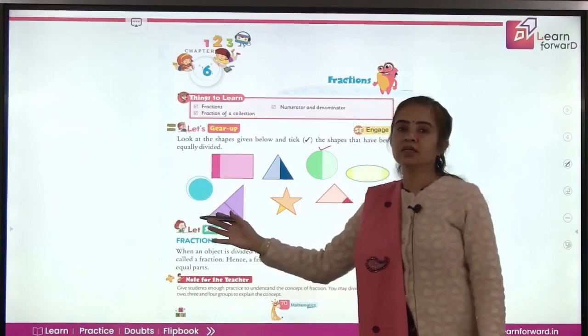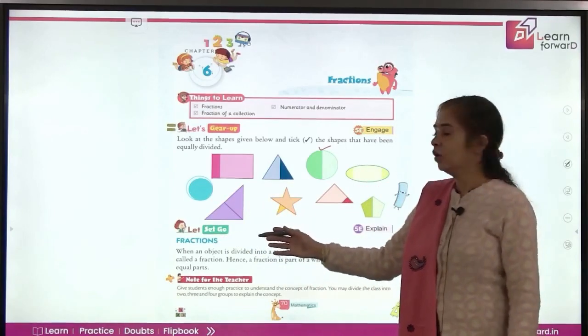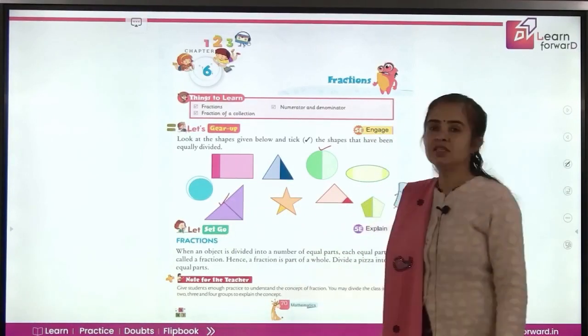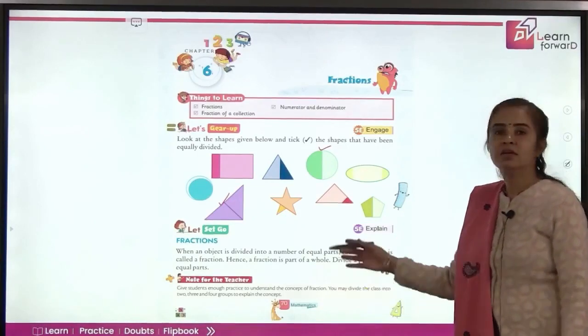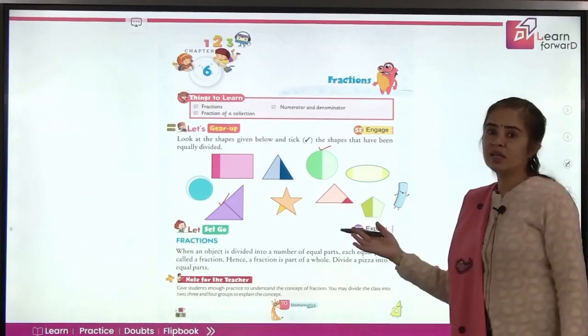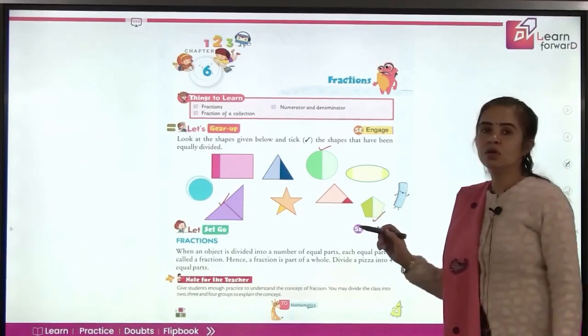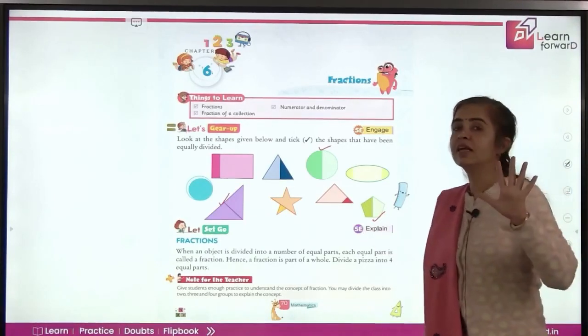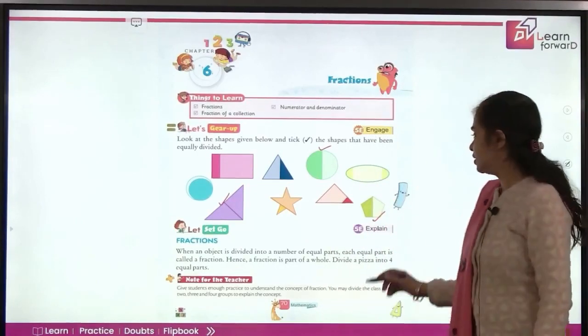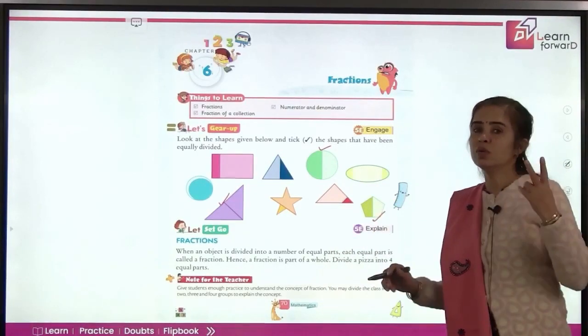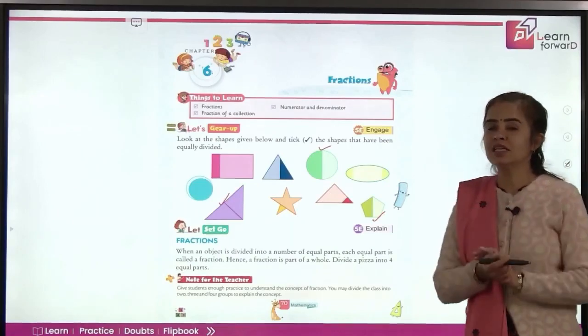Let's look at this circle. No. The triangle? Oh yes, your sandwich is divided into two equal parts here. Star is again not. Again this triangle is not. Oh yes, this shape, what is it? Do you know? It has got 5 sides and this is called a pentagon and it is divided into two equal parts. So, you know what is equal sharing.